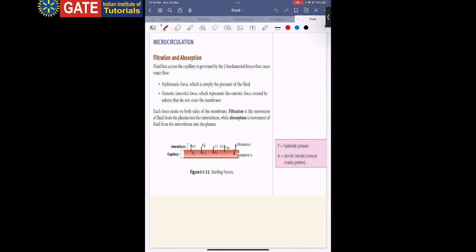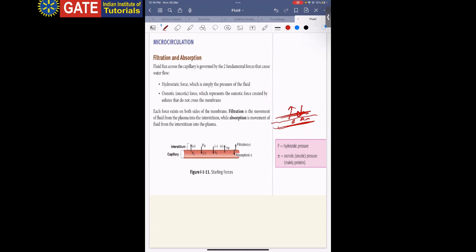So you have to know one thing. There are two types of forces that will determine the flow of the fluid or the water across your capillaries or across your blood vessels. You have the blood vessels here, and the blood containing the blood cells as well as the plasma is flowing here. So every time there is some exchange or movement of the fluid across these capillaries or vessels, it is determined by two types of forces.